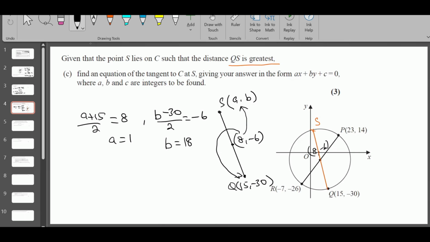That's one way. Or just use the vector translation. This is plus 7, so this point will be minus 7. Minus 6 minus 24, so this will be plus 24. You will get the point. So anyway, the point S is (1, 18).